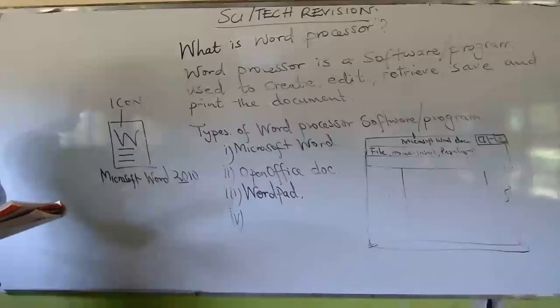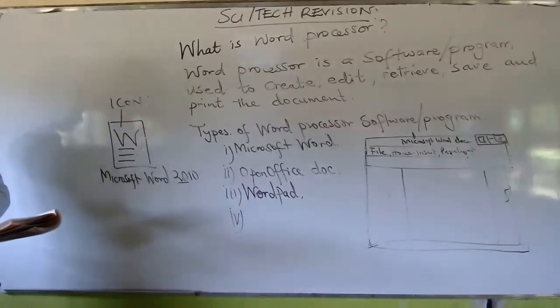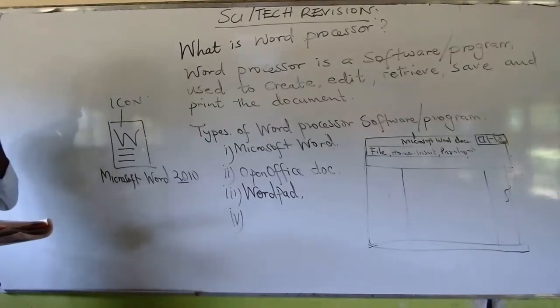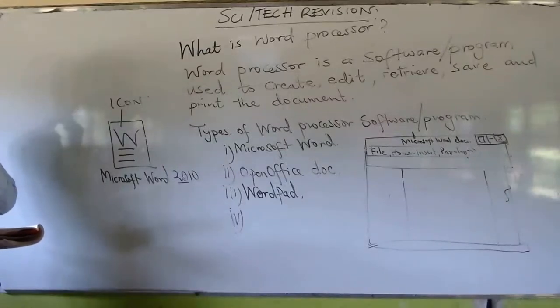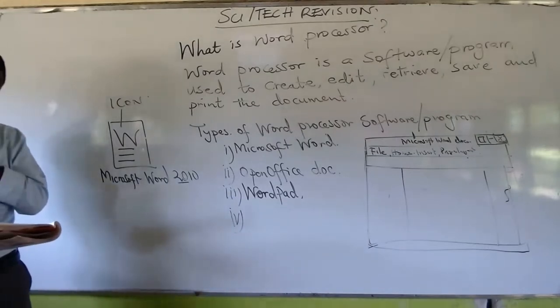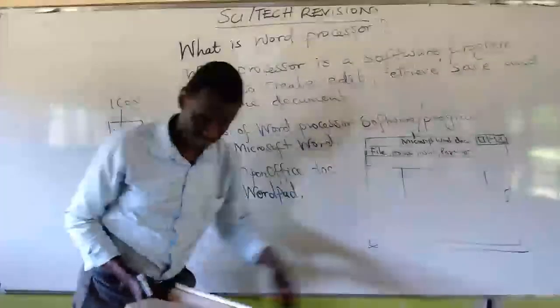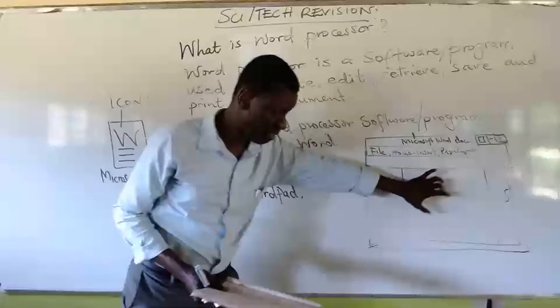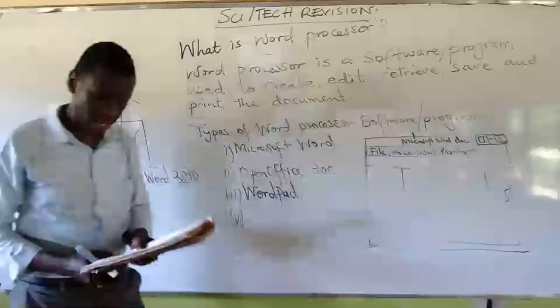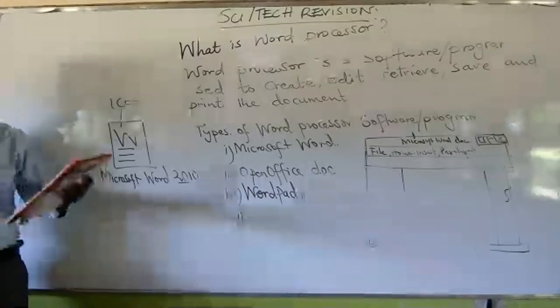So what are the components of a word processor? We can just mention them, like title bar, typing area. No, we call it a document area, or a typing area. That is the page, the document area where you type your document. We have the title bar and so forth. That's good.